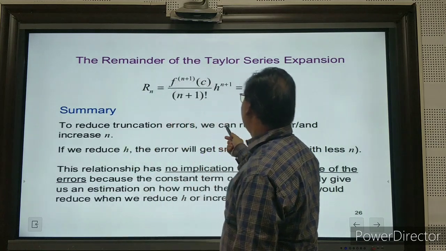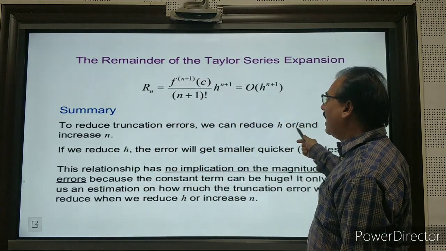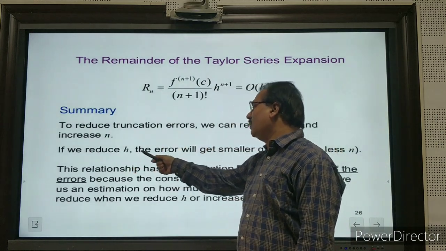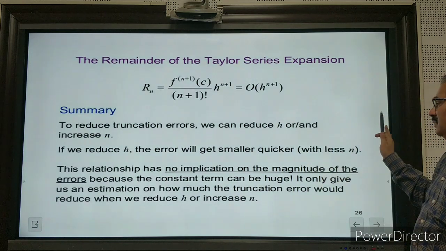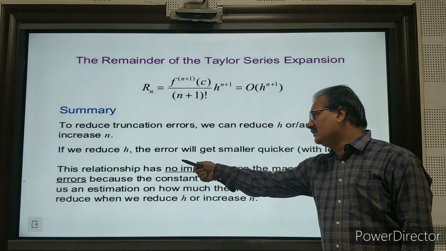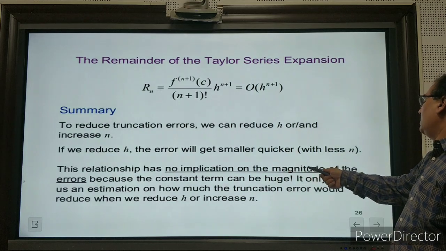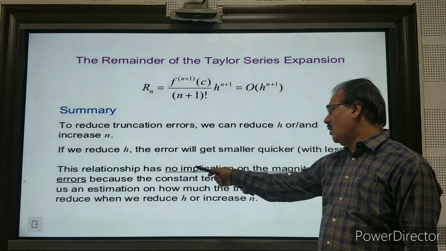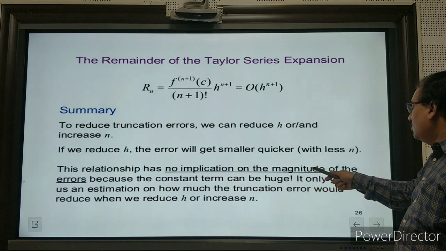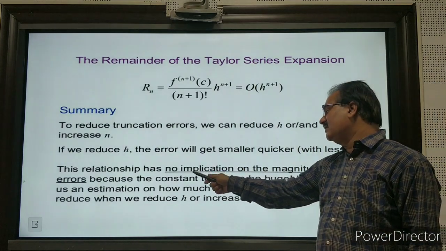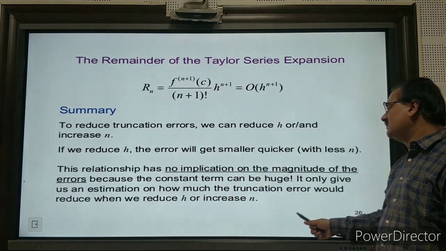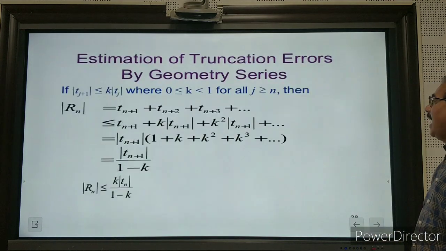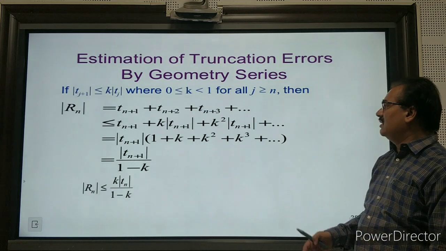To reduce the truncation error, we can reduce small h or increase small n. If we reduce small h, then the error will get smaller quicker, with a lesser value of n. This relationship has no implication on the magnitude of the errors because the constant term can be used. It only gives us an estimation of how much the truncation error would reduce when we reduce small h or increase small n.